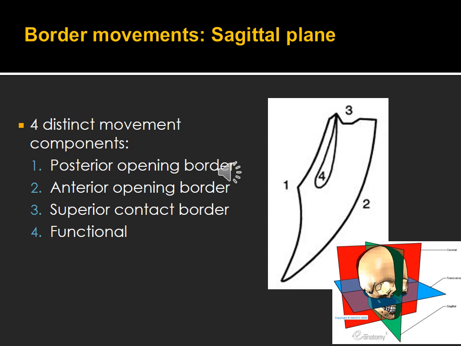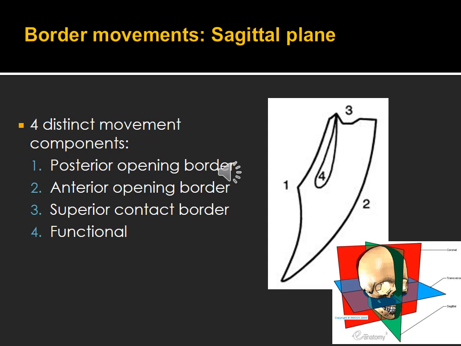In this slide, remember to look at the green plane, which is the sagittal plane. So you are looking at the patient from the side of the face while the patient is opening and closing. While the patient is opening and closing, if we draw this movement, we will get this picture with this numbering: 1, 2, 3, 4.